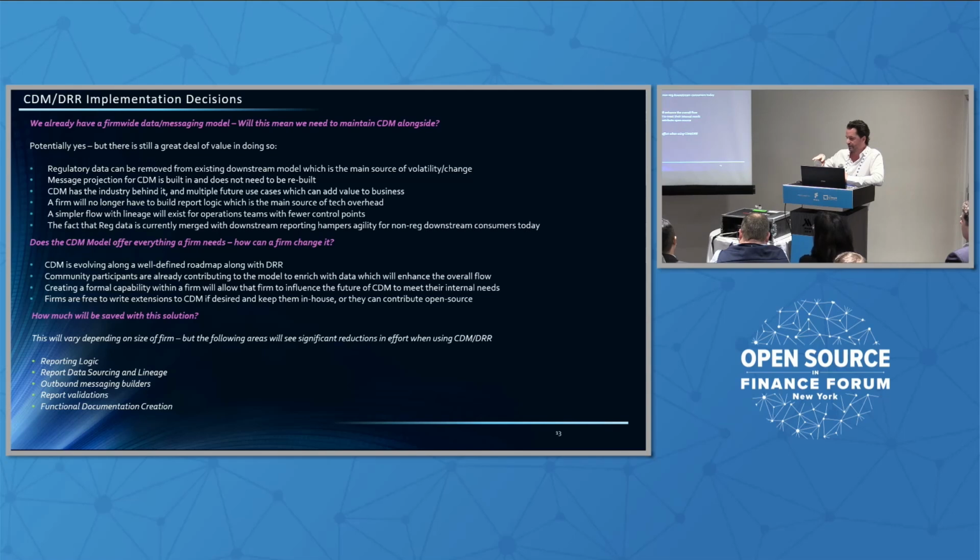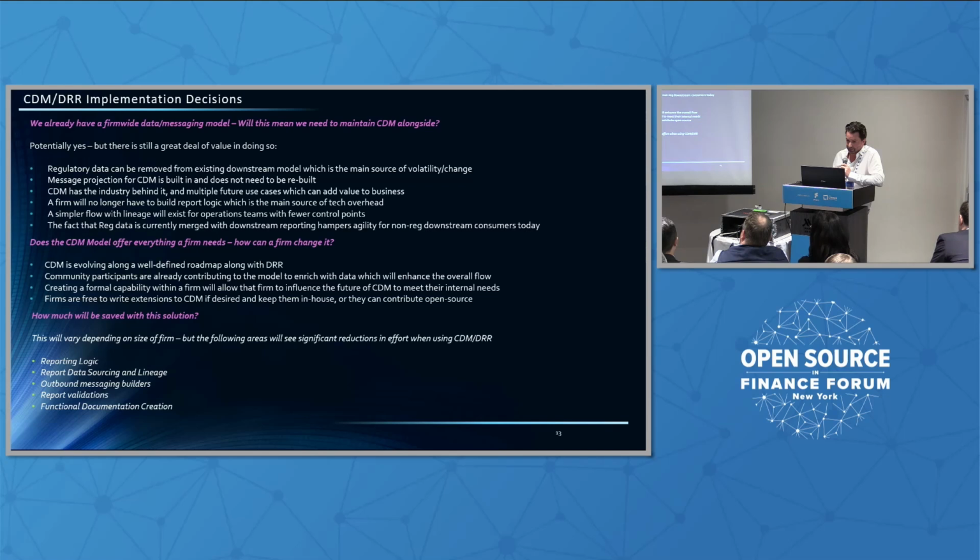You might have downstream feeds to, say, corporate technology that has regulatory data in it, which they then use to do, say, liquidity reporting. Those downstream feeds will always need to exist in a firm. But if you could remove the regulatory data from those, then usually those feeds are the kind of feeds you don't touch, and they just work. If you've got regulatory data inside those feeds, it's going to be a source of volatility and regression impact. If you can take that regulatory data out and have it only in your CDM, DRR world, you're going to make those internal feeds a lot more stable, which is what we're seeing.